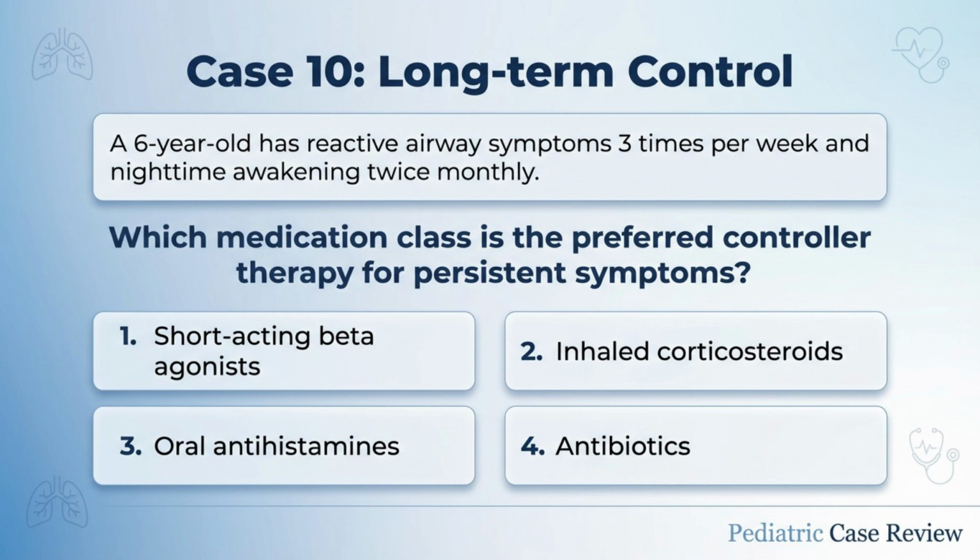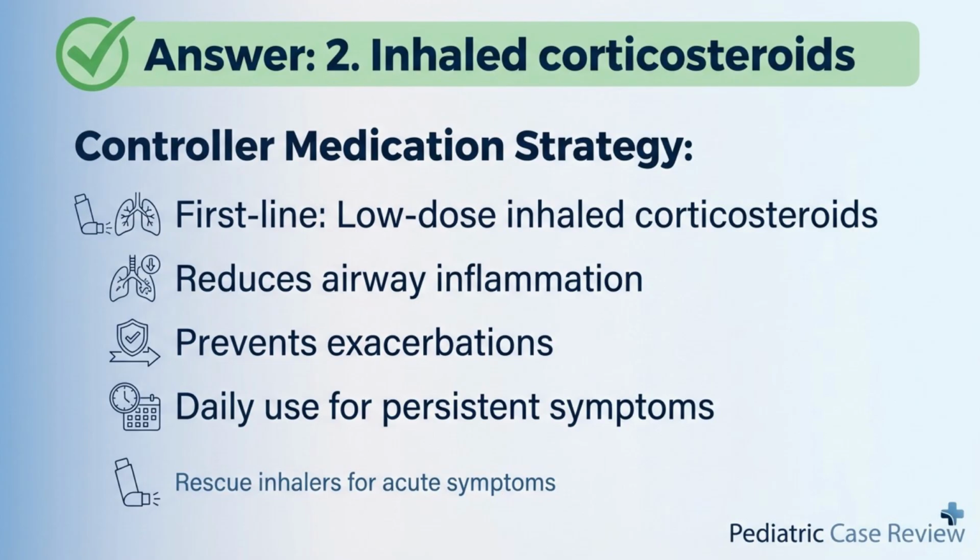In this case, we have a 6-year-old with symptoms occurring 3 times per week and nighttime awakenings twice a month. The question is, which medication class is the preferred controller therapy for these persistent symptoms? Option 1, short-acting beta agonists. Option 2, inhaled corticosteroids. Option 3, oral antihistamines. Option 4, antibiotics. The correct answer is option 2, inhaled corticosteroids.